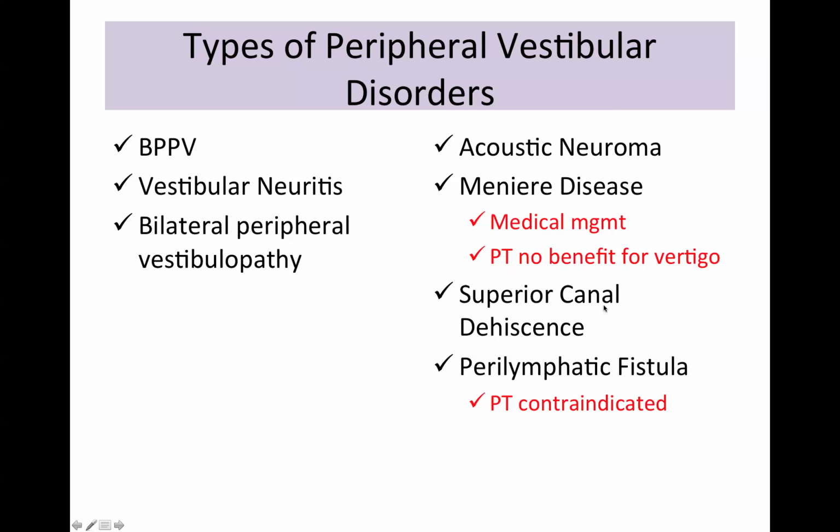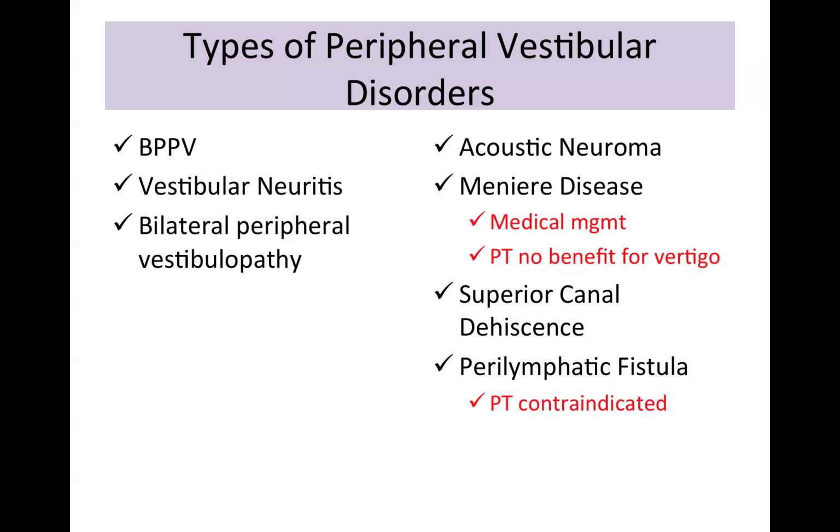Superior canal dehiscence is not treated in physical therapy. Again, this is a surgical treatment. We didn't really talk much about it, but what it involves is a thinning of the bone on the superior canal. And so this is very rare, and we do not see this or treat this in the clinic. That requires surgery. Perilymph fistula also, physical therapy does not treat.